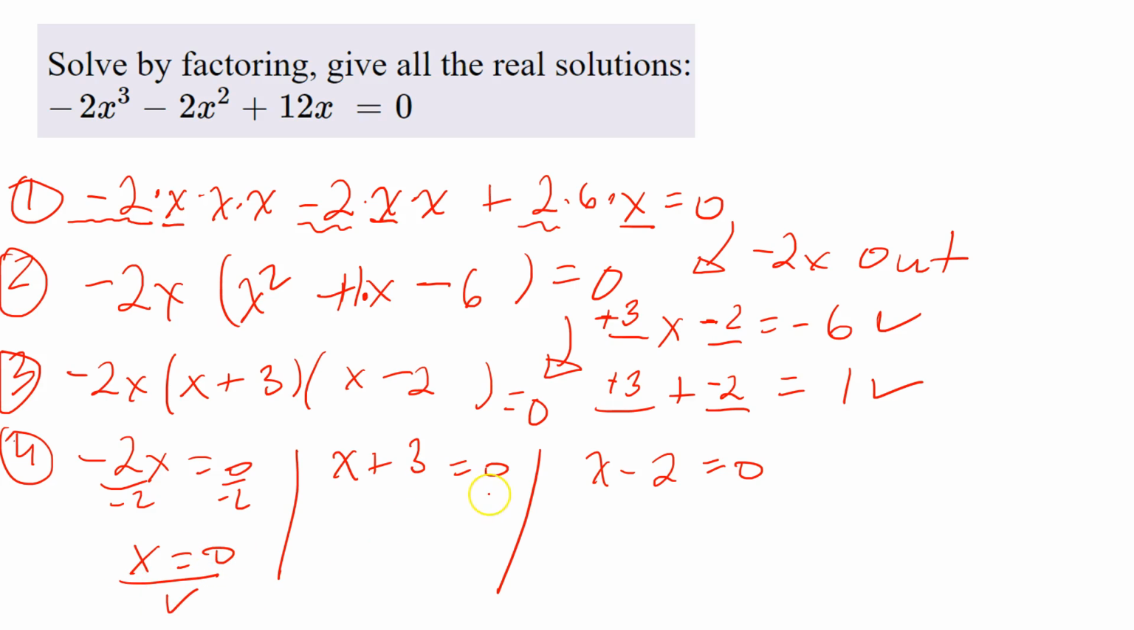You take x plus 3 equal to 0 and you solve that. So x equals negative 3 is another quantity. That's another solution. Then x minus 2 equals 0 means x equals positive 2 is another solution right here, okay? X equals positive 2. So the solutions are 0, negative 3, and positive 2. And that's it.